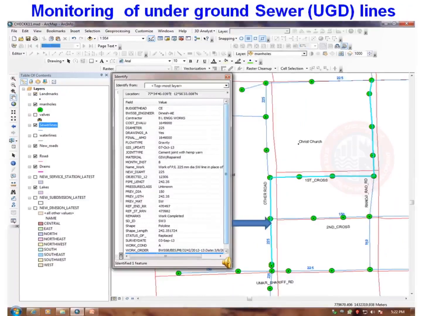Like that, GIS mapping for UGD underground drainage system will provide information about underground sewer lines, invert level of sewer lines, type of material used for sewers, construction period, capacity of manholes, location of manholes, depth of manholes, etc.